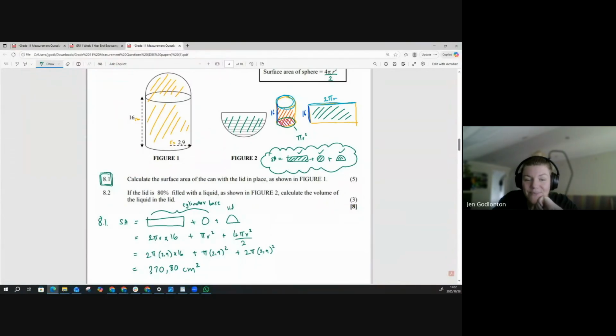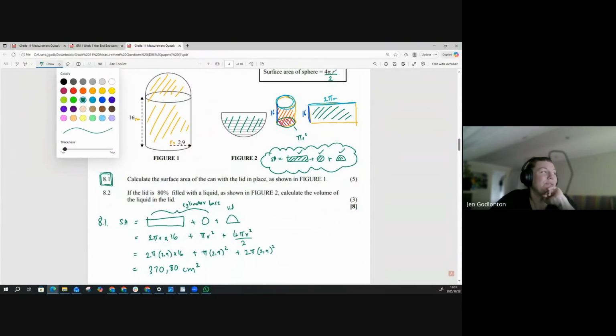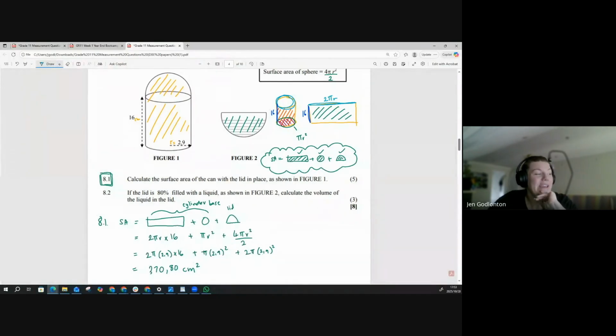Okay. 8.2. If the lid is 80% filled with a liquid, as shown in figure 2. So as you can see over here, this is figure 2. So this is 80% filled with liquid. Calculate the volume of the liquid in the lid.